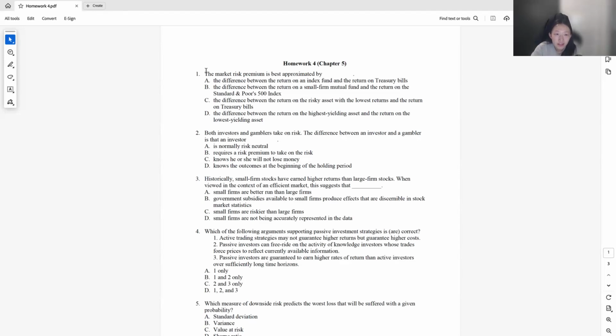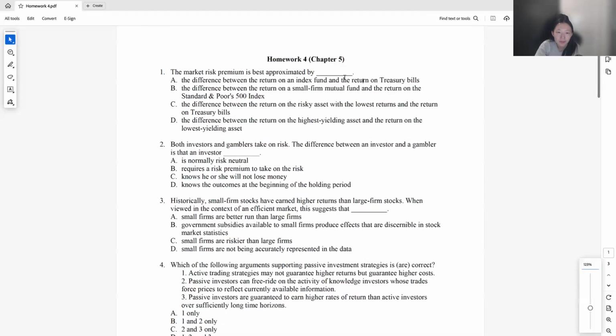Now, first question: the market premium is best approximated by the difference between the return on an index fund and the return on a treasury bill. So the treasury bill is the right risk-free rate. If I were you, when studying this question, I would look for the definition of market risk premium. You'll find it in the slides. You'll also find it in the textbook.